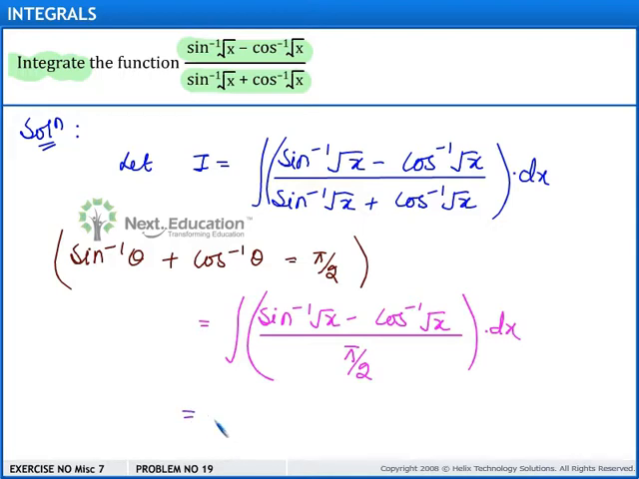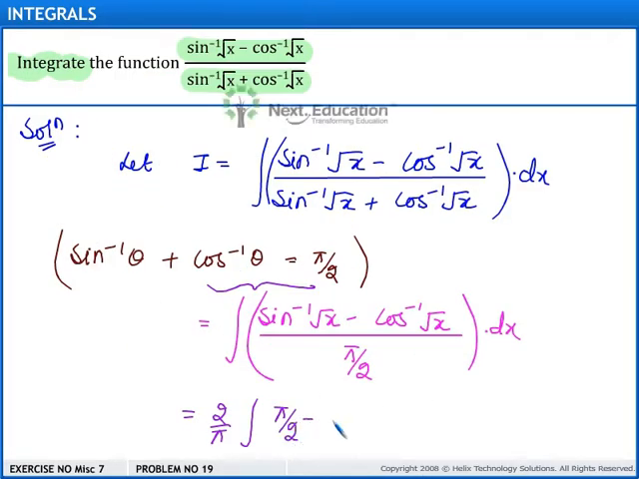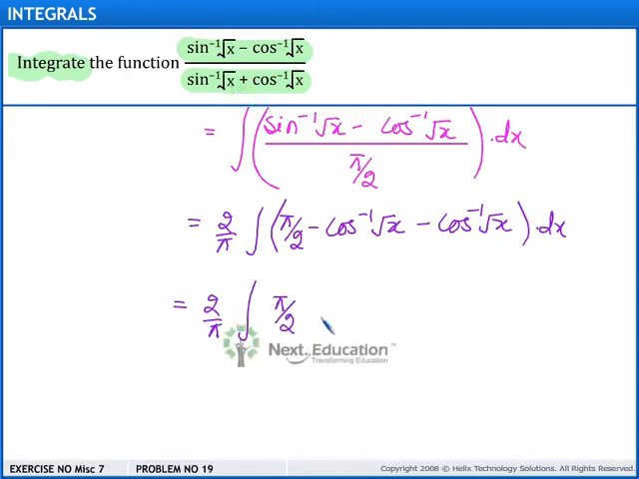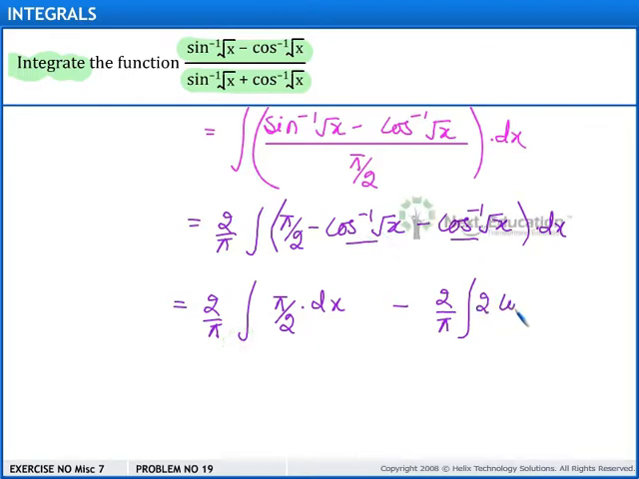This is further equal to 2 upon pi integral of sin inverse of root x, which can be written as pi by 2 minus cos inverse of root x. Then we have minus cos inverse of root x into dx. This is further equal to 2 upon pi integral pi by 2 into dx minus 2 upon pi integral of 2 times cos inverse root x into dx.